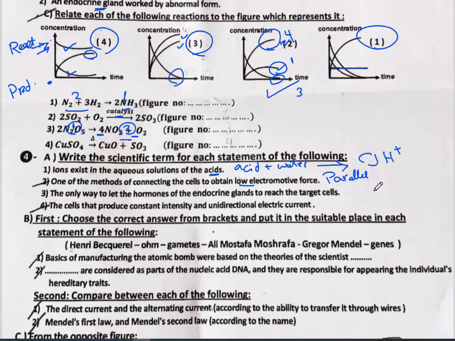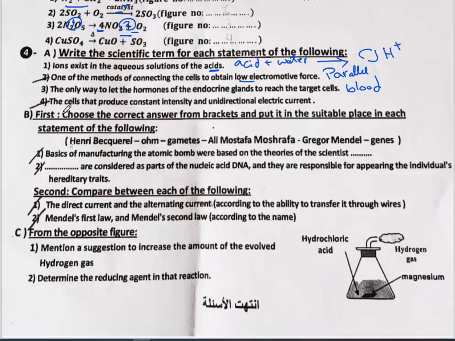Number 3, the only way to let the hormones of the endocrine gland reach the target cell: the endocrine gland secretes its hormone into the blood. Number 4, the cells that produce constant intensity and unidirectional electric current. We have the electrochemical cell, like the dry cell and so on. This produces electricity with constant intensity and only moving in one direction.